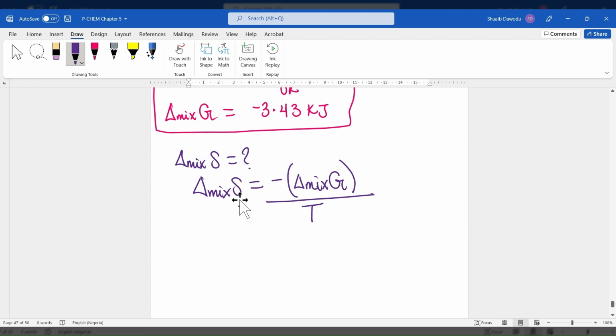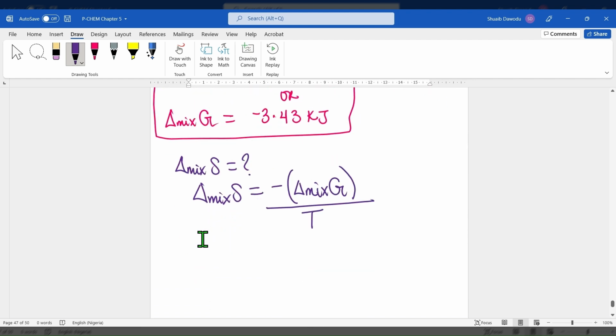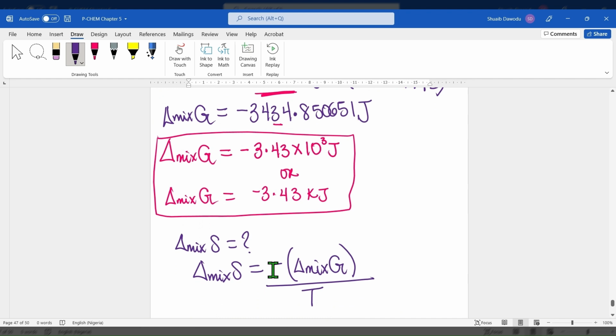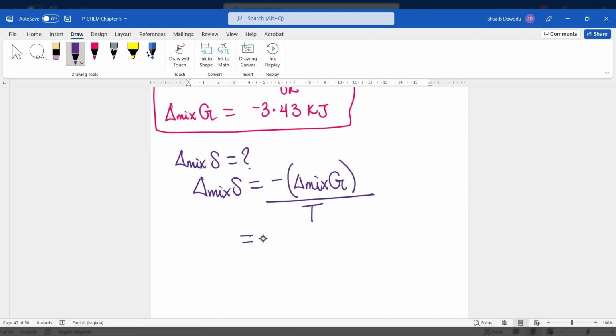It's just us knowing that there's going to be a negative sign in front of the Gibbs energy of mixing divided by whatever the temperature was to begin with. So yeah, that's just it. Of course we substitute the raw value of the Gibbs energy of mixing. We know that to be negative 3434.850651 joules divided by 298 Kelvin.